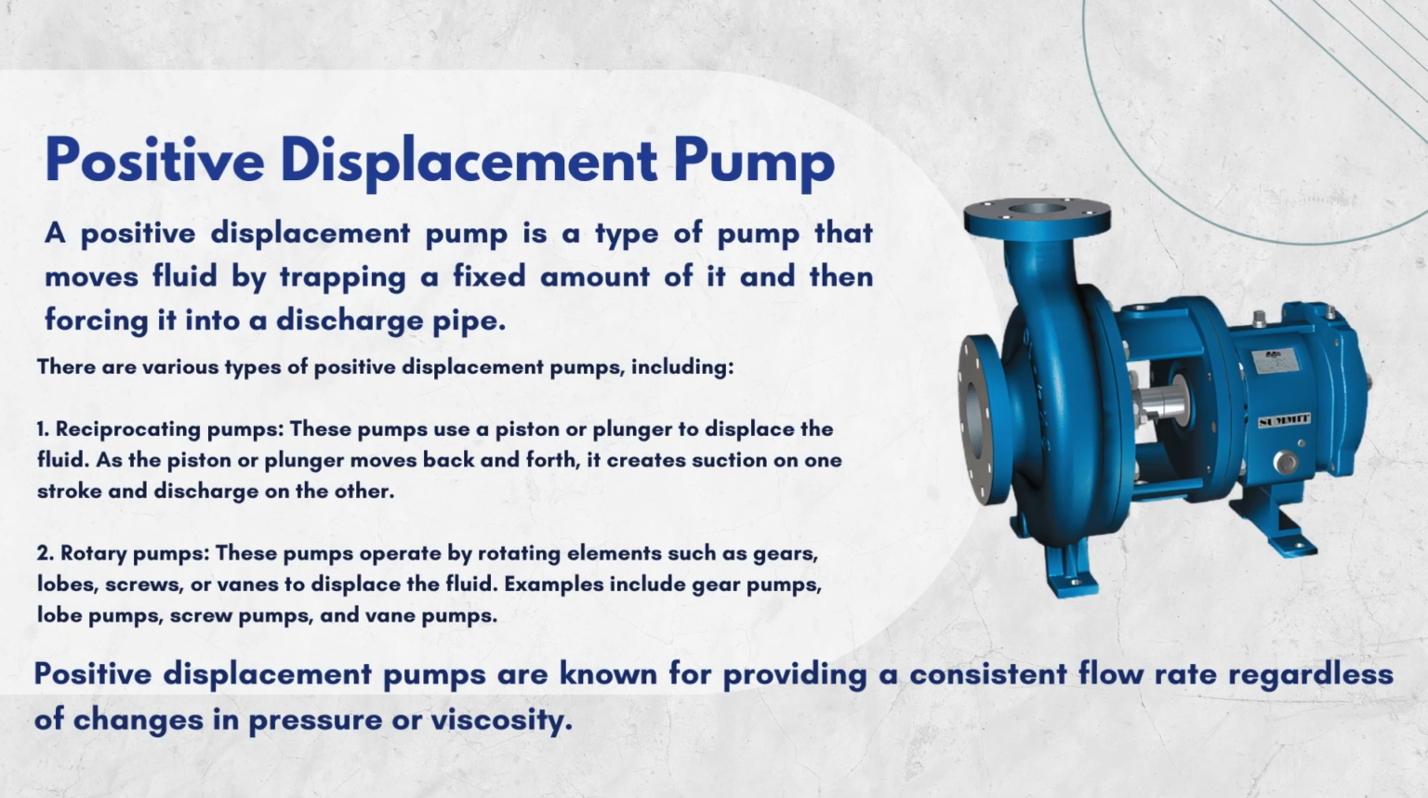First of all, a positive displacement pump is a type of pump that moves the fluid by trapping a fixed amount of it and then forcing it to the discharge pipe. Unlike dynamic pumps, which generally rely on kinetic energy to move the fluid, a positive displacement pump uses a mechanical means to push the fluid in the forward direction. So in simple words, this is a type of pump which pumps the fluid by trapping a fixed volume and then pushing it towards the discharge side.